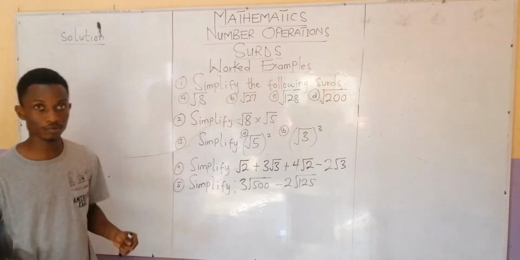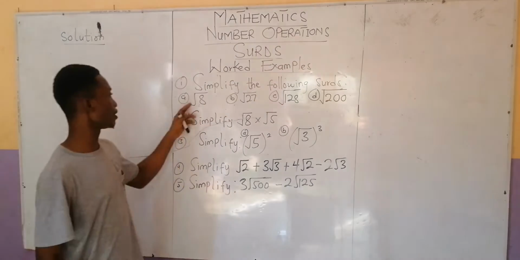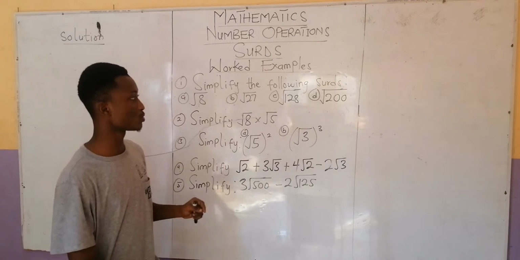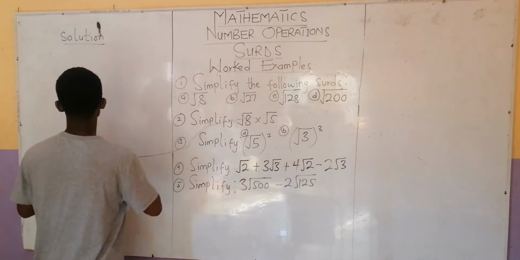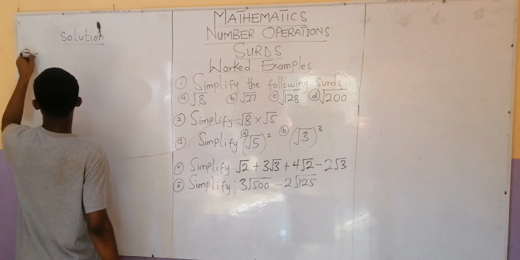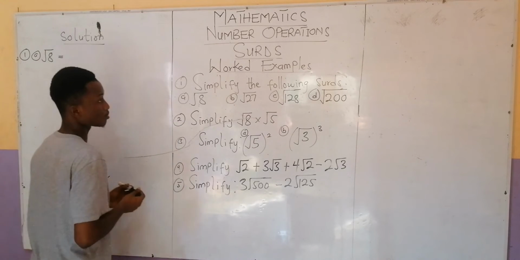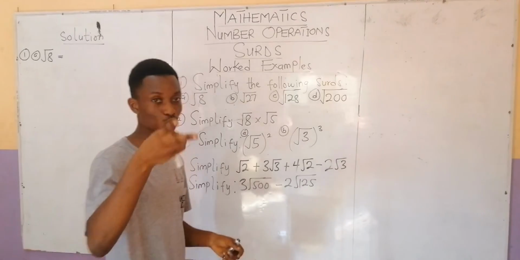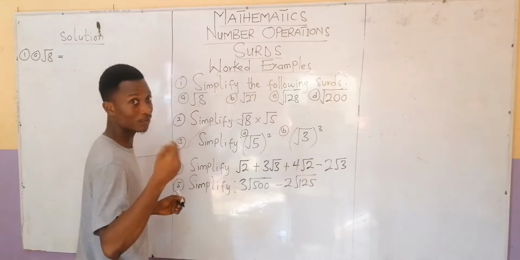Alright, so let's try and answer a few questions. Simplify the following surds. A, root of 8, B, root of 27, C, root of 128, and D, root of 200. So let's take number 1. Just like what we did earlier on, that is simplifying surds. So we find two numbers that multiply to give us 8. 4 times 2, and 4 is a perfect square.